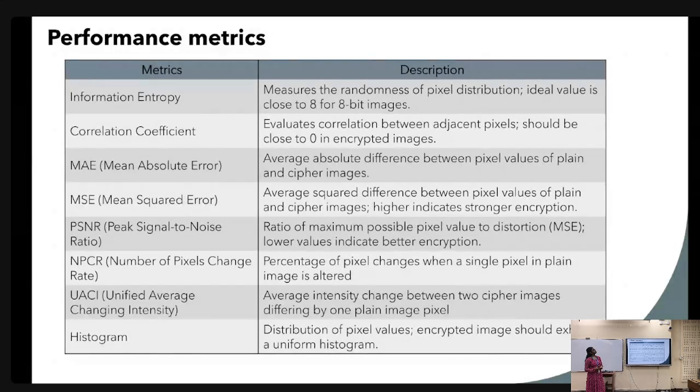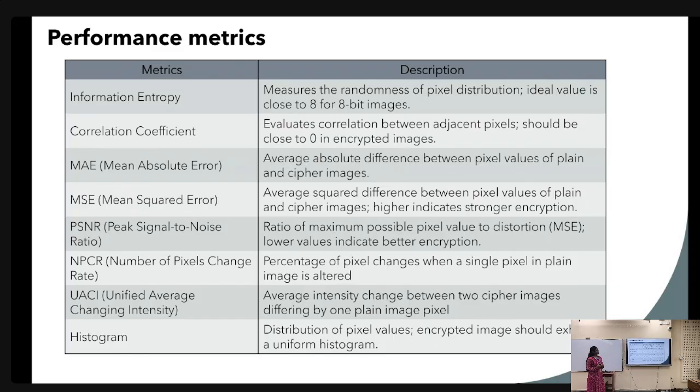So visually we have seen what changes are happening, but cryptographically and steganographically, what performance can we measure? Performance metrics we have to measure, we'll see. First one is information entropy. It measures the randomness of the pixel distribution in the encrypted image. The ideal value should be close to 8 for an 8-bit image. And next one is correlation coefficient. It evaluates the correlation between adjacent pixels. It should be close to 0 because the adjacent pixels in the encrypted image should not have any correlation.